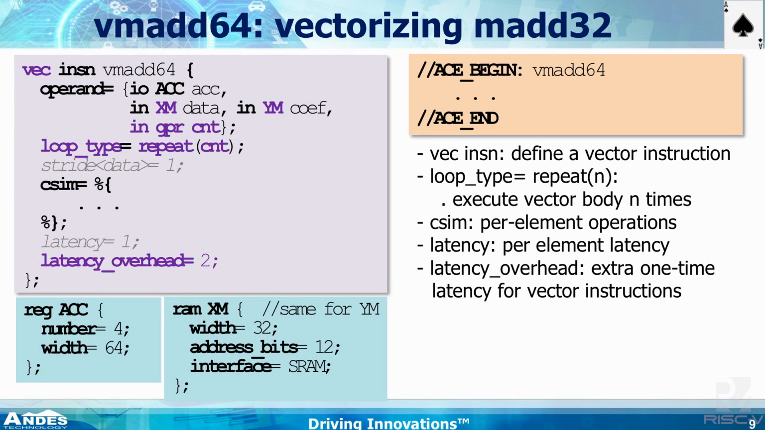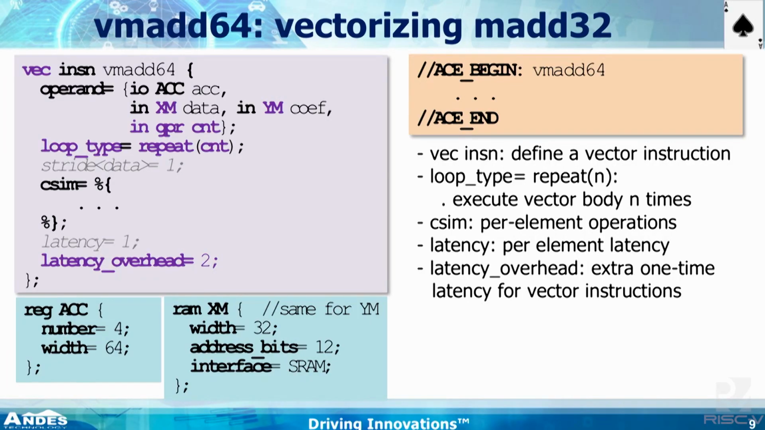You make the instruction vector by saying VEC, and instead of the GPR ACC, we now define a data type called rich ACC, which is 64-bit, because we assume this is an RV32 processor. Since you want to do a vector, your data now comes from memory, which we call XY memory. Here you see the RAM definition for XM. Width is 32, and the address range is 12 bits, meaning 4K of 32 bits. The interface you can ignore; that's the default for SRAM for now.